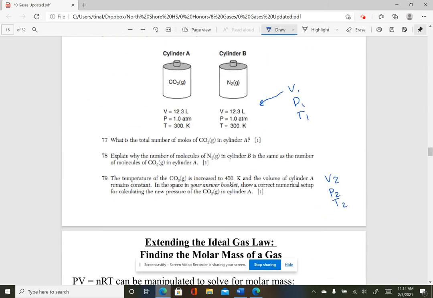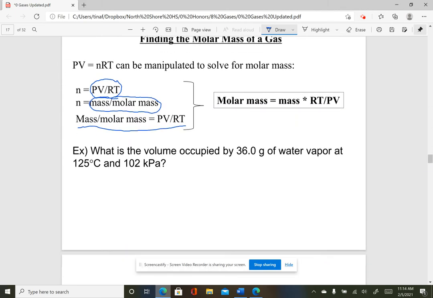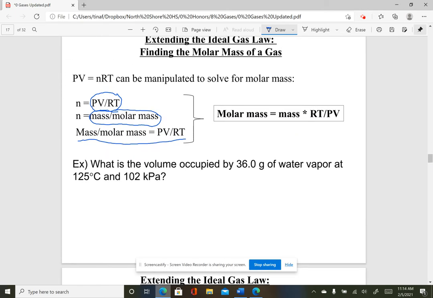So we know that moles is PV divided by RT. We also know that the number of moles is mass divided by molar mass, and we know that from the stoichiometry unit. So because both of these things are equal to moles, we can set them equal to each other, and all of a sudden we have a new formula where we can solve for something different. So let's do an example.